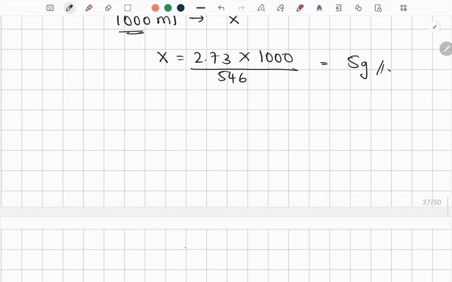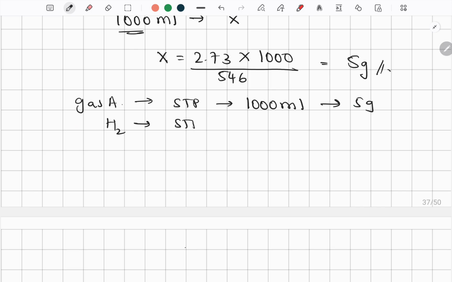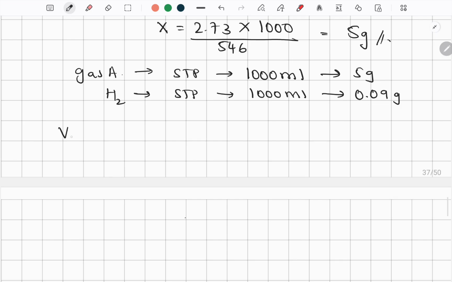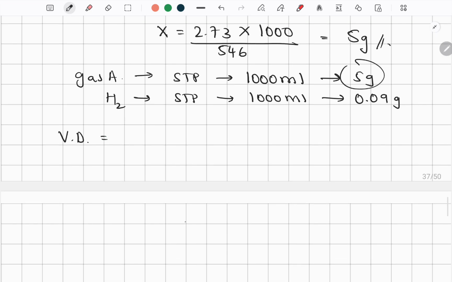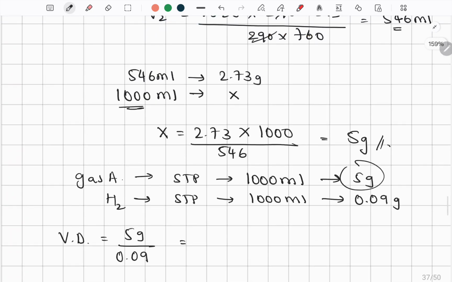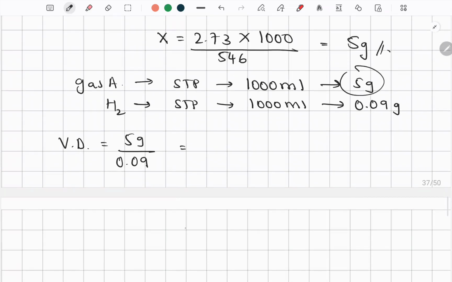So now we know that gas A at s.t.p, if you measure the volume, is 1000 ml, and that 1000 ml weighs 5 gram. If we talk about the hydrogen at s.t.p, the volume is 1000 ml, but it is weighing 0.09 gram. Now in the formula of vapor density, we are going to put both the values, that is 5 gram divided by 0.09. When you solve this fraction, you get the answer 55.55.